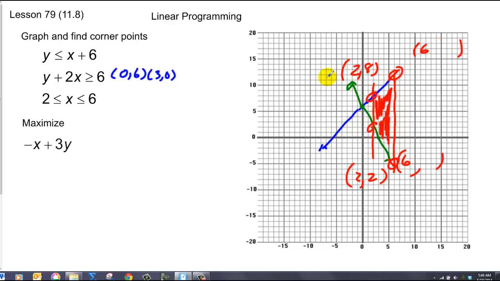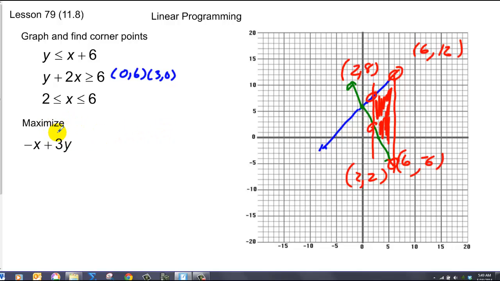Let's move over and plug in 6 to the blue line. If x equals 6, y equals 12. And then let's go to the green line. If x is equal to 6, y is equal to negative 6. So now I have four corner points or vertices of this feasible region.